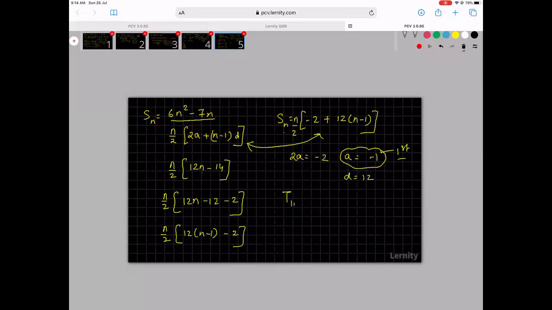Now I asked you for T10. So what will T10 become? Minus 1 plus 9 into 12. So 12 into 9 is 108. 108 minus 1, that is 107. You can do it that way or you can do it this way. Both of them give you the same thing.